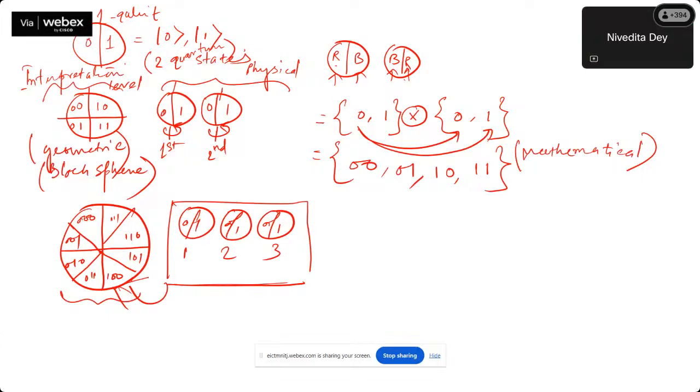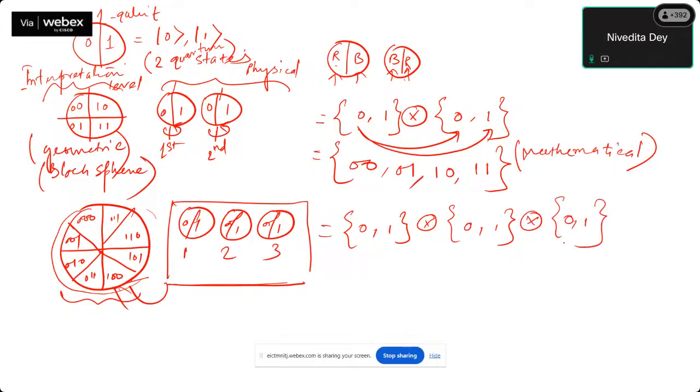First, individual qubits were there. Now, whenever you are applying superposition of all of them and creating one single state, it will be that one single state. Mathematically, it will be the same; I'm not writing it out, 0, 1, 0, 1, and 0, 1. So all those 8 possibilities it will create.